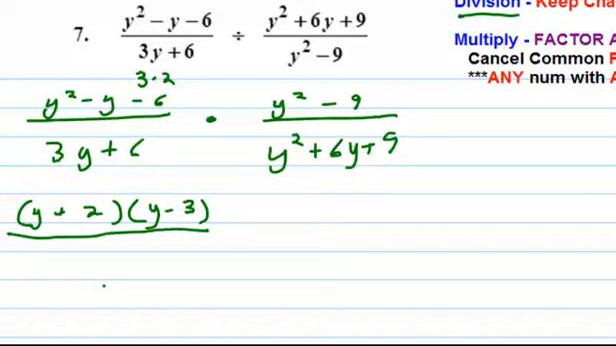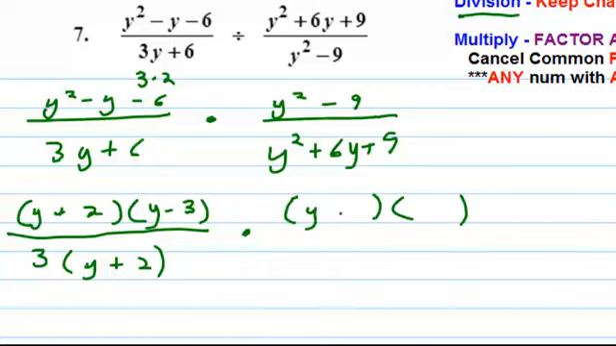Denominator, 2 terms, GCF or difference of squares. Oh, we have a common factor of 3. 2 terms, GCF or difference of squares. Difference of squares.